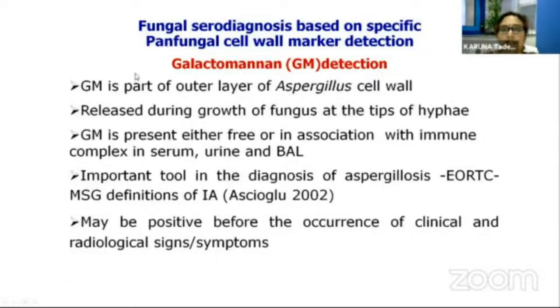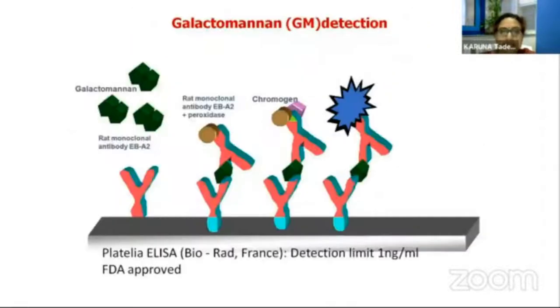Now coming to the galactomannan assay for Aspergillus. This is again a fungal cell wall marker that we are detecting. Galactomannan is part of the outer layer of the Aspergillus cell wall. It is released during growth of the fungus at the tips of the hyphae. Galactomannan is present either free or in association with immune complex in serum, bile, and urine. It is an important tool in the diagnosis of aspergillosis based on the EORTC/MSG definitions. There have been recent definitions in 2021, including the COVID guidelines, so we can refer to those. And it may be positive before the occurrence of clinical and radiological signs and symptoms.